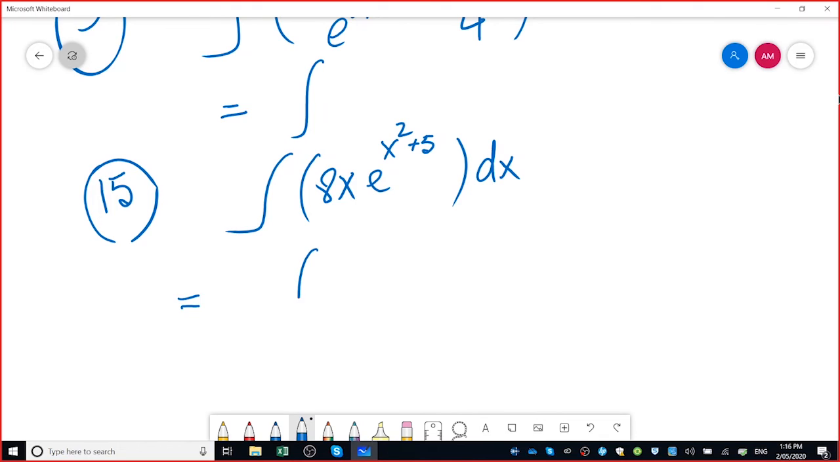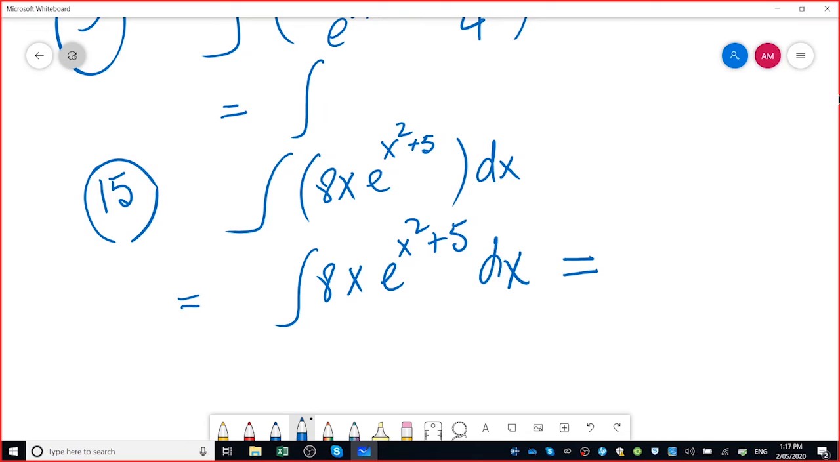So the next line. Sorry, what are you saying, brother? With the constant, let's say I write it for you: 8 e to the power of x squared plus 5 dx. Can you solve it now? So what should be the next line?